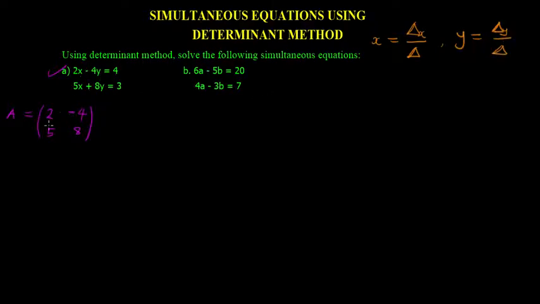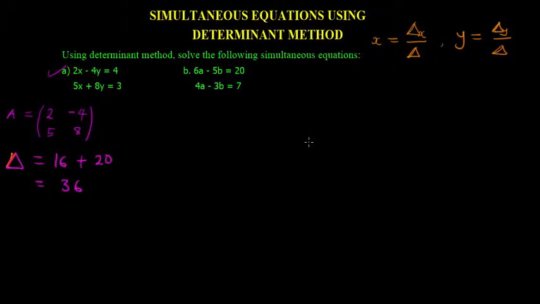Now, the matrix A here is gotten from the coefficients of the variables. So this is the determinant of this matrix. How do we do this? We multiply this diagonal, that is 2 multiplied by 8, that's 16, minus, then this one will give us minus 20. Minus times minus gives us plus, so plus 20, then this gives us 36. So 36 is the determinant of this matrix.